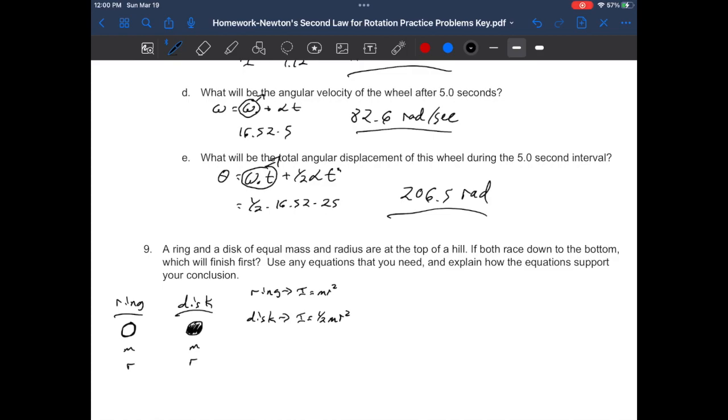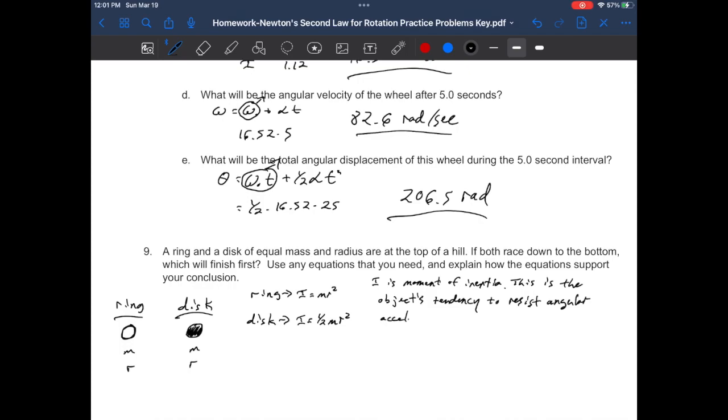Now let's just keep in mind what this means. I, the moment of inertia or rotational inertia, is the object's tendency to resist angular acceleration. It's the sluggishness. It's an object at rest that wants to stay at rest. The larger the I, the more it's going to resist that change. What is that change? An acceleration. So if you don't resist acceleration, you'll speed up very quickly. If you resist acceleration, it's going to take longer for you to get up to speed. So a larger I will have more resistance. A smaller I will have less resistance and will have a higher propensity to speed up.